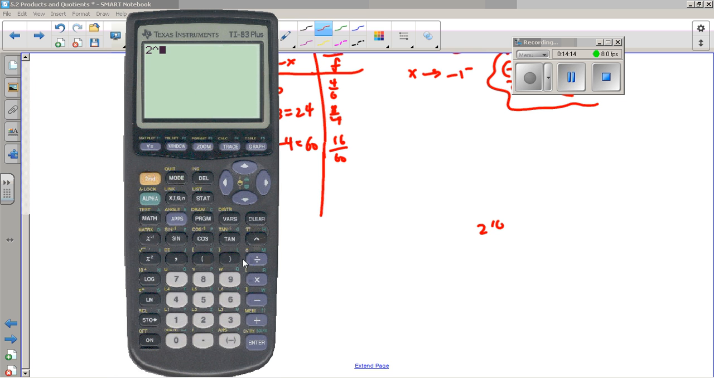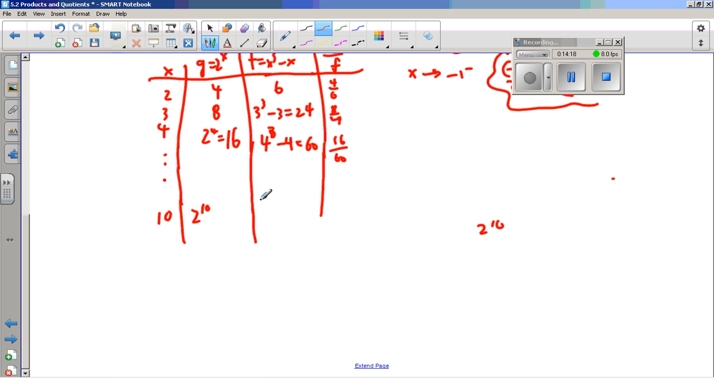2 to the exponent 10. Okay, so 2048. But here I've got 10 to the exponent 3 minus 10. This is 1,000 minus 10, which is 990. Then all of a sudden, I have 2,000 divided by 990. That's about 2. Oh, so maybe it's not 0 anymore.